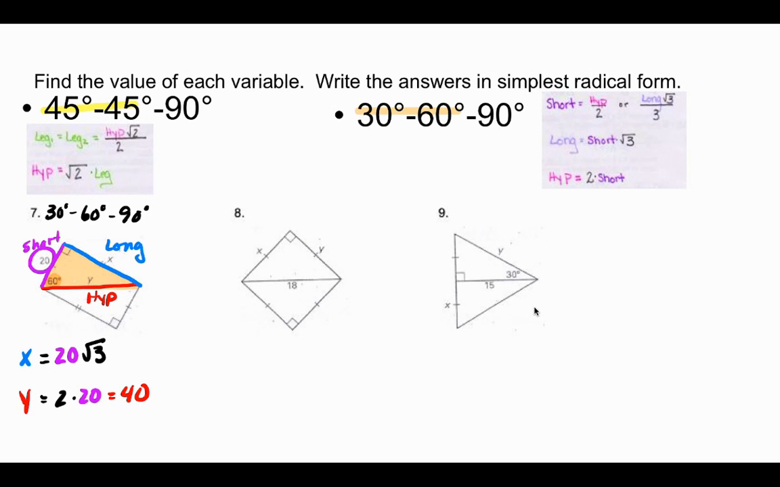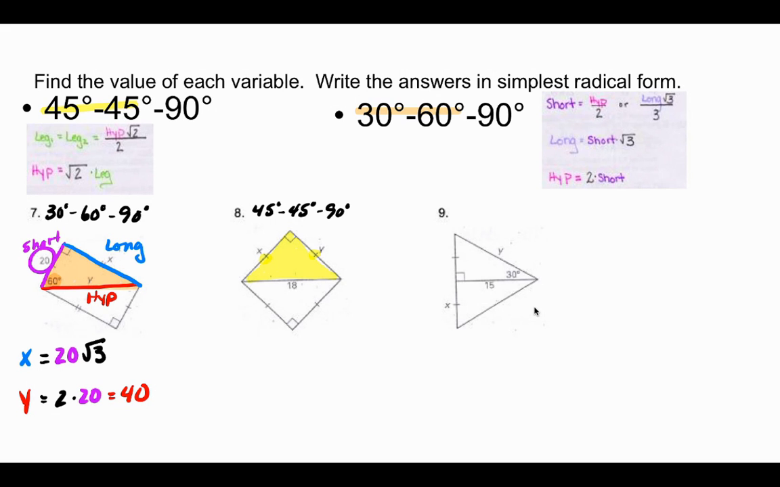Our next picture has these congruent sides. So this is our isosceles right triangle in half of a square. So we're going to use the 45, 45, 90 rule.